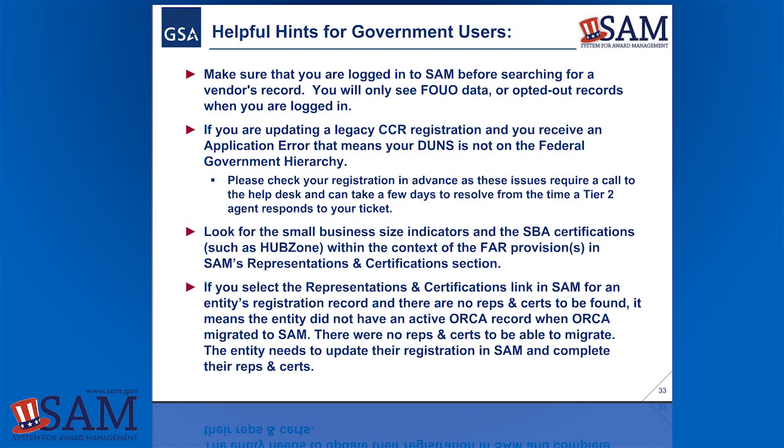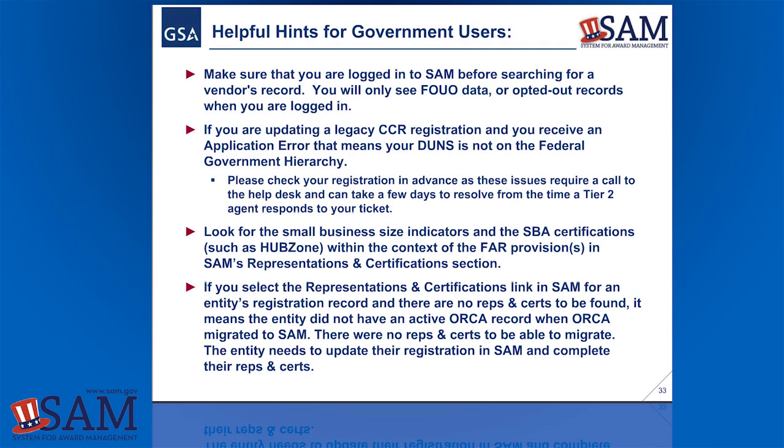Again, when you're looking for the small business size indicators by the NAICS code and the SBA certifications, go look within the context of the FAR provisions, which are stored in reps and certs. If, however, you click on the reps and certs link, and again, I will show you pictures of this, so it'll make more sense in a minute, but if you click on that link and there's nothing, and it just says the entity has not completed the reps and certs, what that means is when all of these systems combined last July, the registration for that DUNS number didn't actually have an active record, or honestly, even one within 18 months of being active in ORCA for us to migrate.